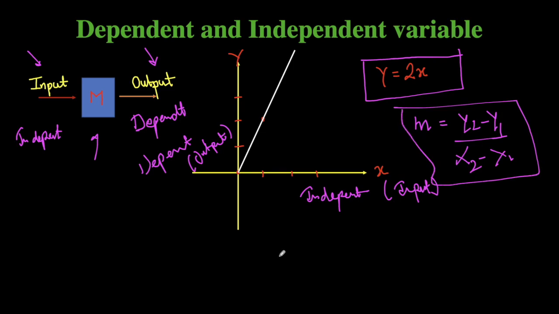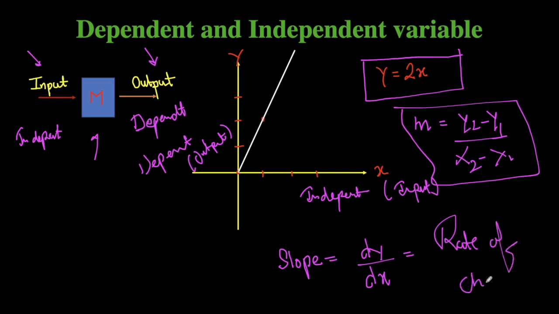This slope gives you an idea about the relation between the independent variable and dependent variable, and this slope is also known as dy over dx, which is the differentiation, and is also known as the rate of change. Hope you understand the difference between independent and dependent variable.